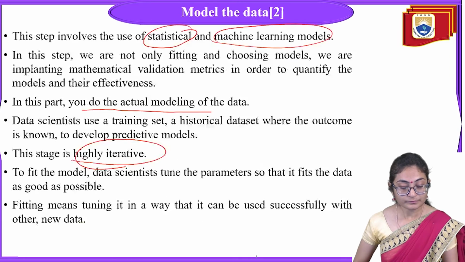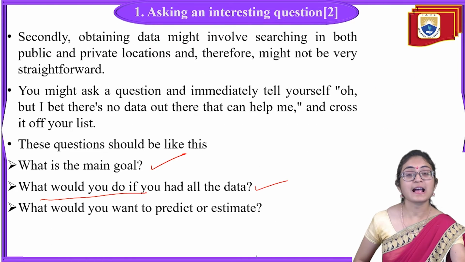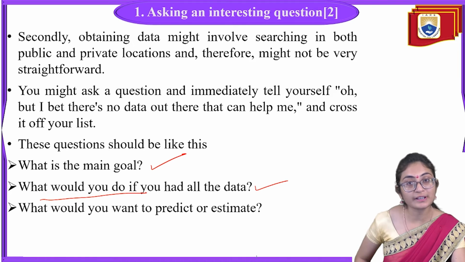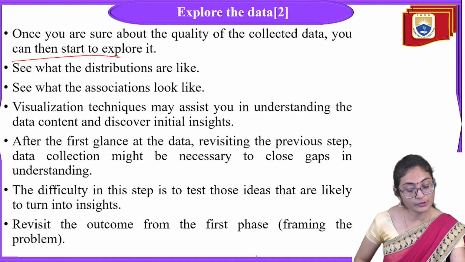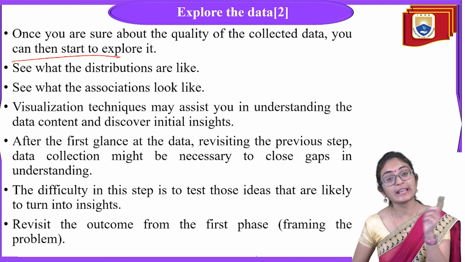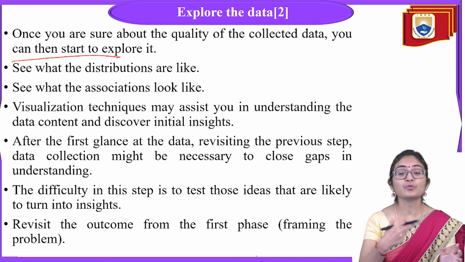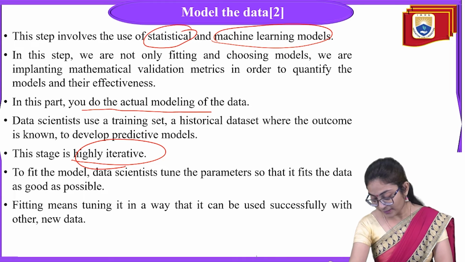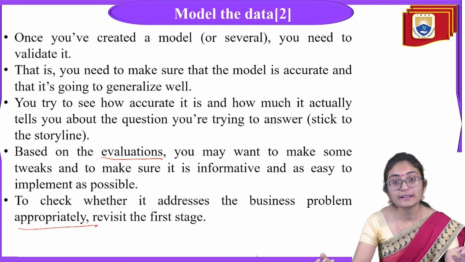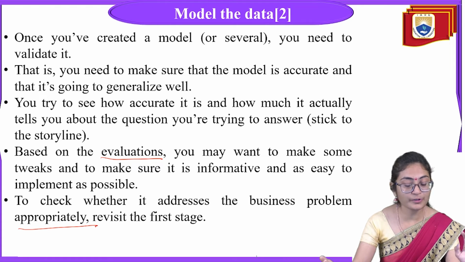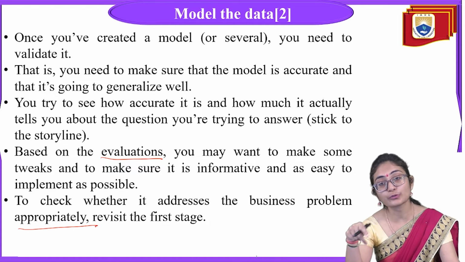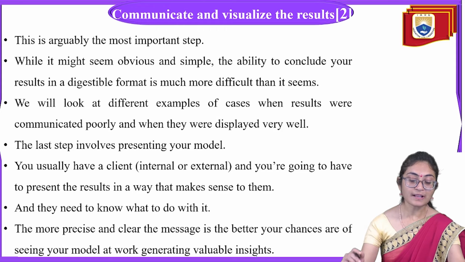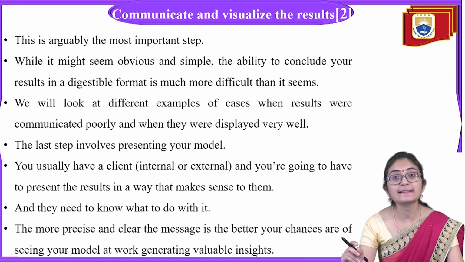The first step means asking an interesting question. Then again we have to obtain the data. Third, you explore the data, and after exploring the data, you model your data. After modeling, first you have to check whether whatever you got is correct or not. And if you feel it's not correct, then again you have to start from the first step of the data science process.